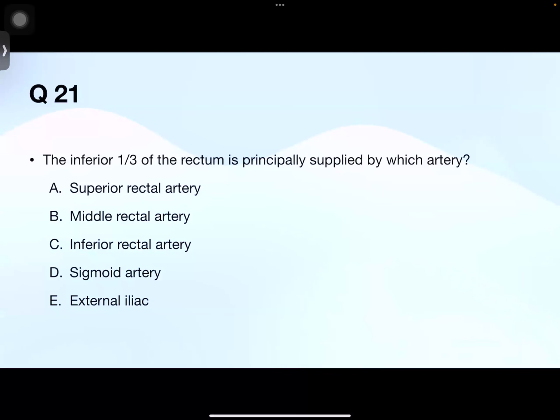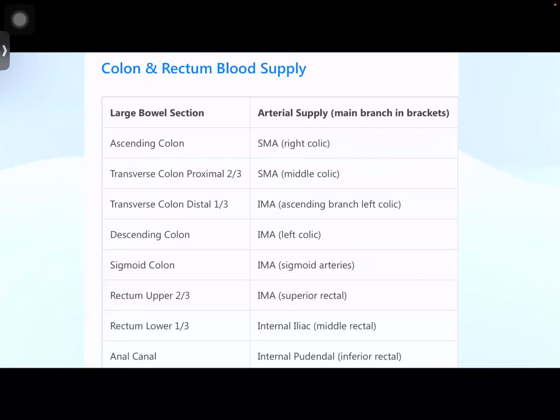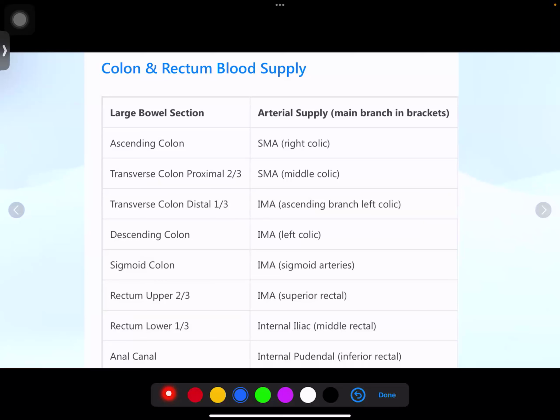Okay, so the inferior 1/3 of the rectum is principally supplied by which artery? Superior rectal artery, middle rectal artery, inferior rectal artery, sigmoid artery, external iliac artery. The lower rectum, that is the middle rectal artery, because that is the difference actually.